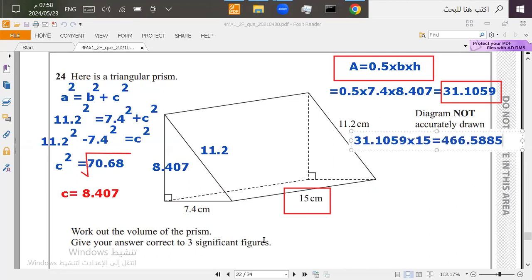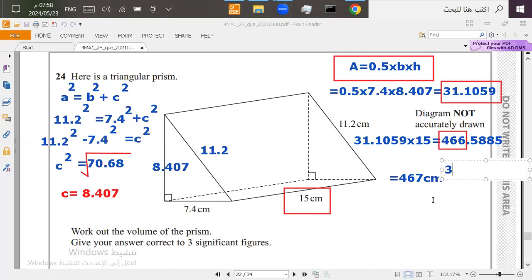Now I have to round it to three significant figures. Three significant figures means what? It means I need three numbers. That's the meaning of significant figures. It means the answer should be three numbers like this: 1, 2, 3. Now I look at the number after it, which is the 5. The 5 here is big, so it's going to add 1 to the 6 to make it 7. So the volume equals 467, and because it's volume, it's going to be centimeter cubed.